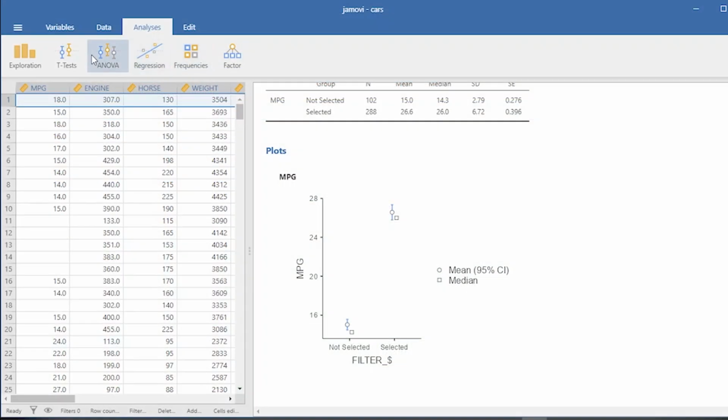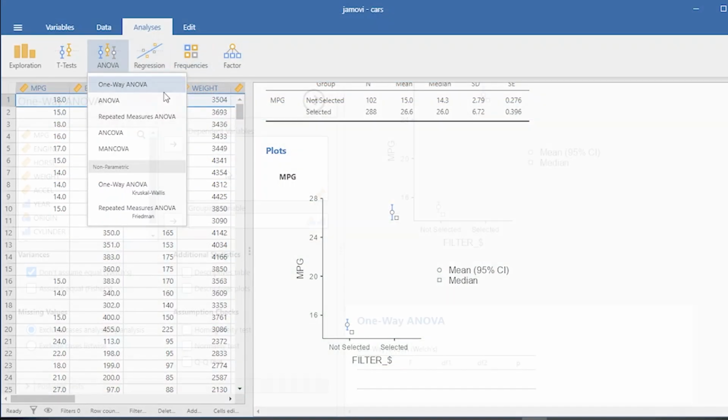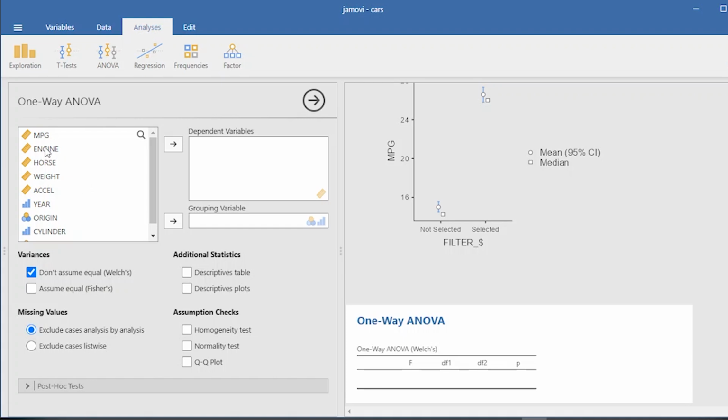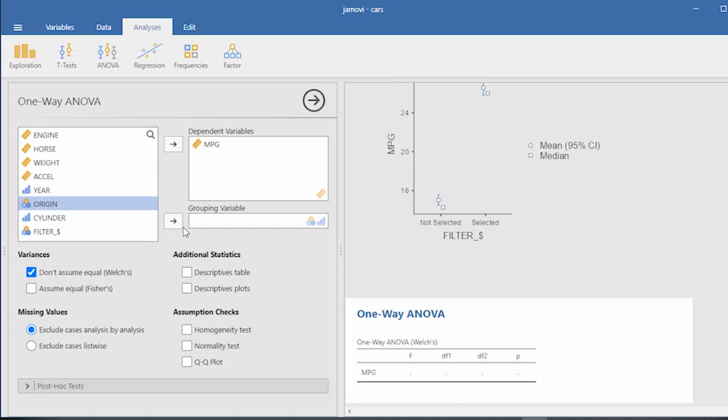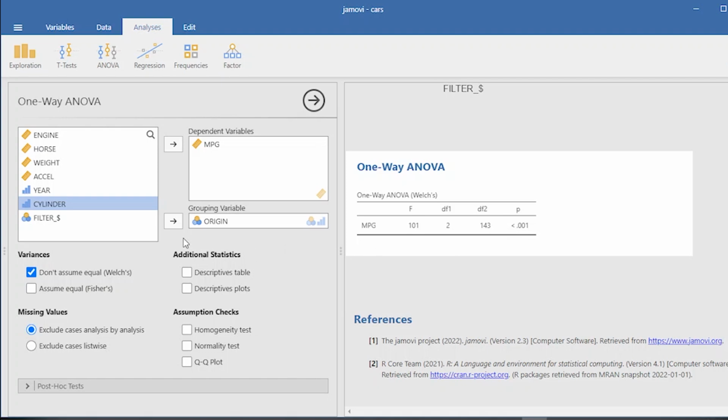So we're going to go to ANOVA. There's one called one-way ANOVA. We want to bring in the miles per gallon, which originates from 3 different groups. So these are the 3 groups. The result says the 3 different manufacturers have different means on miles per gallon, and it is significant. They are not the same. So the 3 manufacturers differ, and we want to find out how.